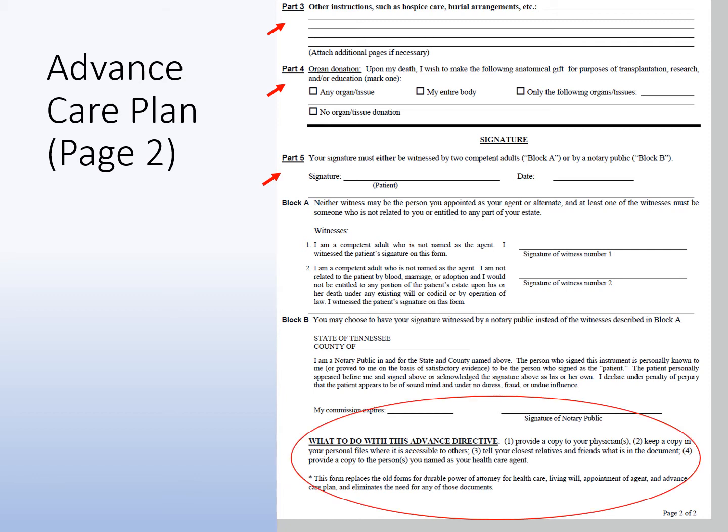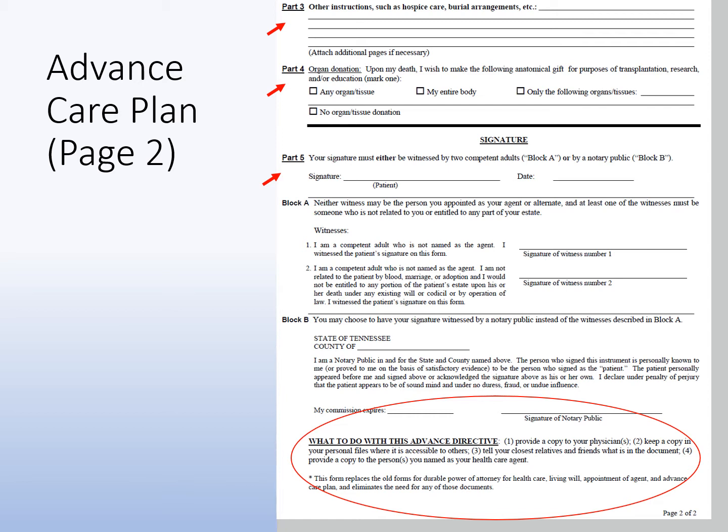So what do you do when you're done with this advance directive and you have it filled out? Really important to provide a copy to your physician, nurse practitioner, PA. Keep a copy in your own personal files. Tell your relatives that you have one and where it is. And I always tell people to put it in a really accessible location.